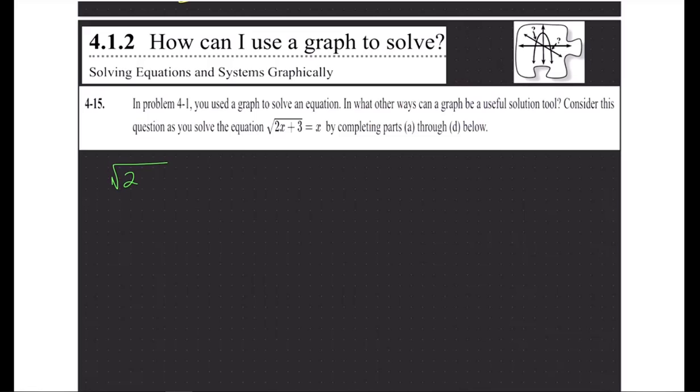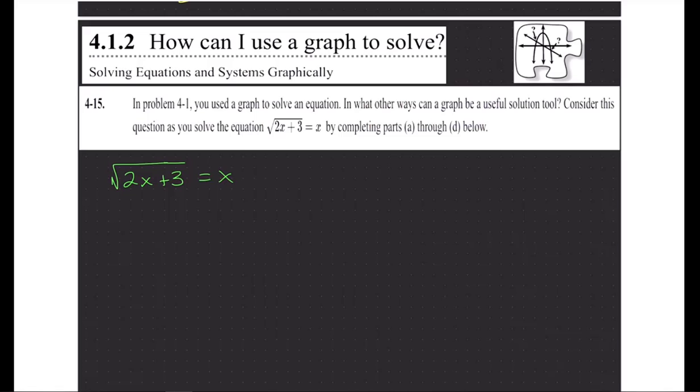So if we look at the square root of 2x plus 3 equals x, and we want to solve this algebraically, they want us to guess how many solutions you think you're going to get. One? Two? Yeah, 1 or 2, somewhere around there.